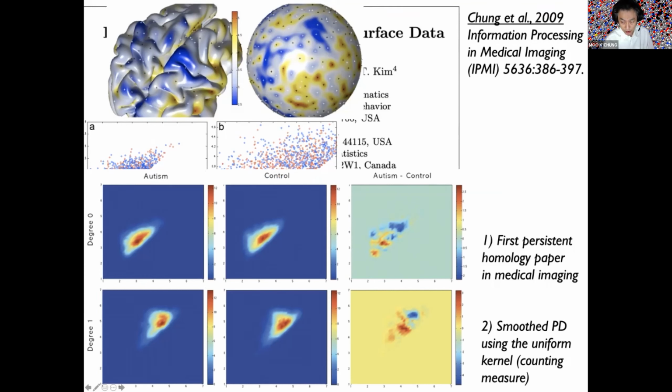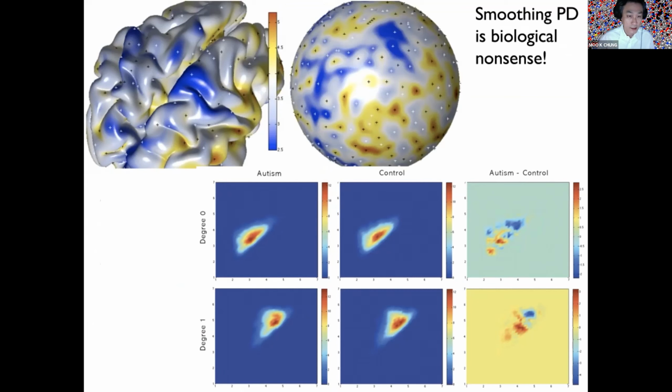In this case, we used the uniform kernel. That means it's a counting measure. And basically, we performed the two-sample t-test across the multiple data. So it was actually, I think it might be the first paper doing a proper statistical inference on a persistence diagram. But I want to say this is nonsense, biological nonsense. I feel more strongly about this, even though our group was supposed to propose the smoothing of persistence diagrams. Now I'm going to discount it.